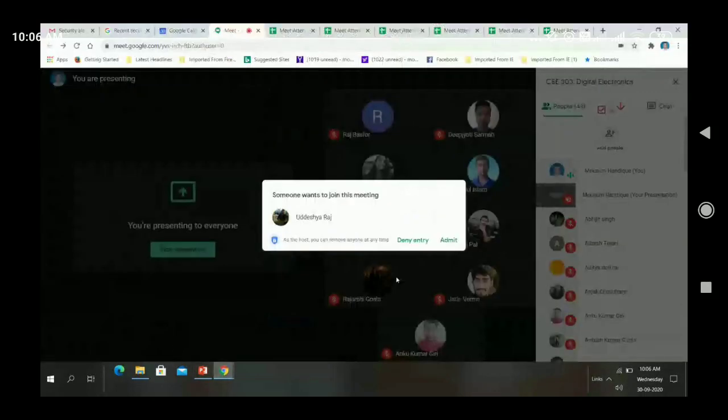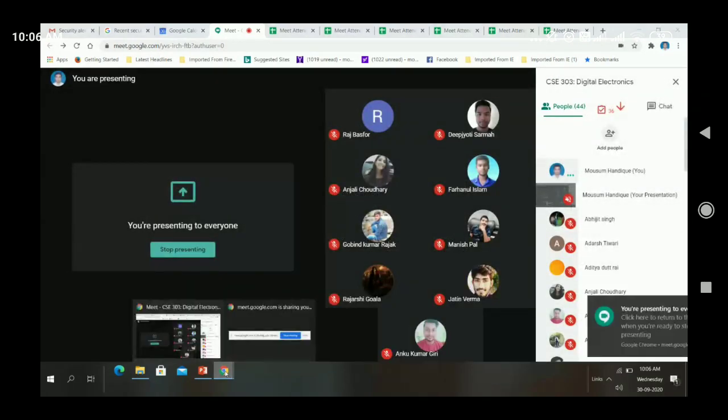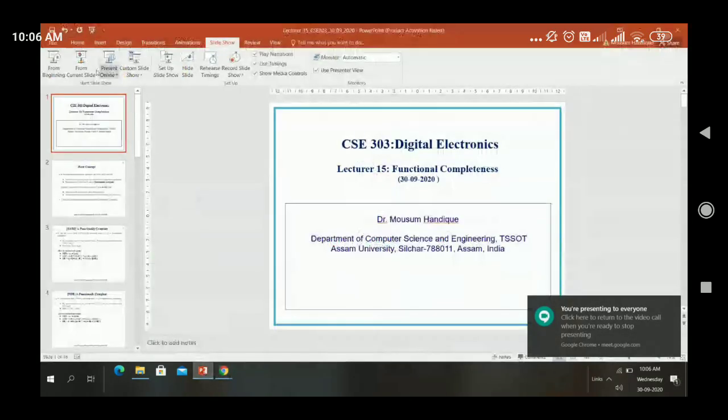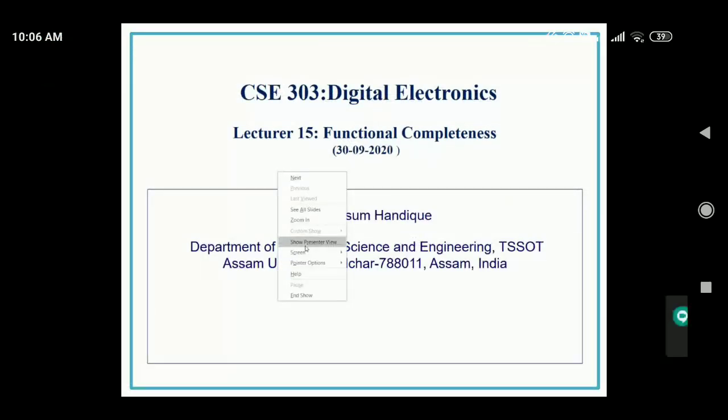Today we are discussing some type of functional completeness. Okay. So exactly what is the meaning of functional completeness, and where are we using this particular concept? Okay. So functional completeness means what?